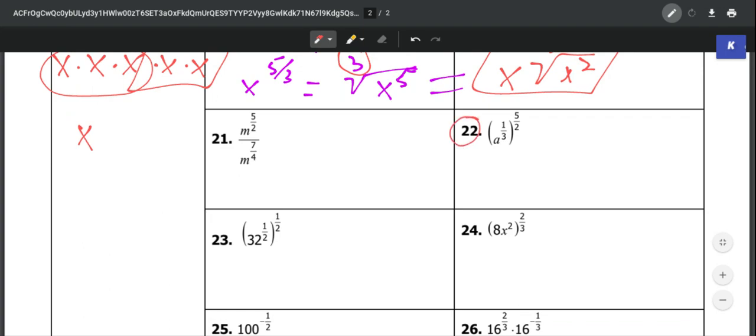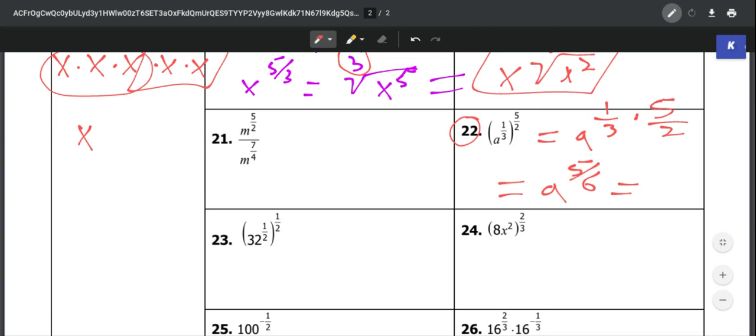I'll do a power rule for you. So we've got a to the 1/3, and all of that is to the exponent of 5 over 3. So essentially what we're saying is a to the 1 over 3 times 5 over 2. So when we're multiplying these fractions, we don't need a common denominator. So 1 times 5 is just 5. 3 times 2 is just 6.